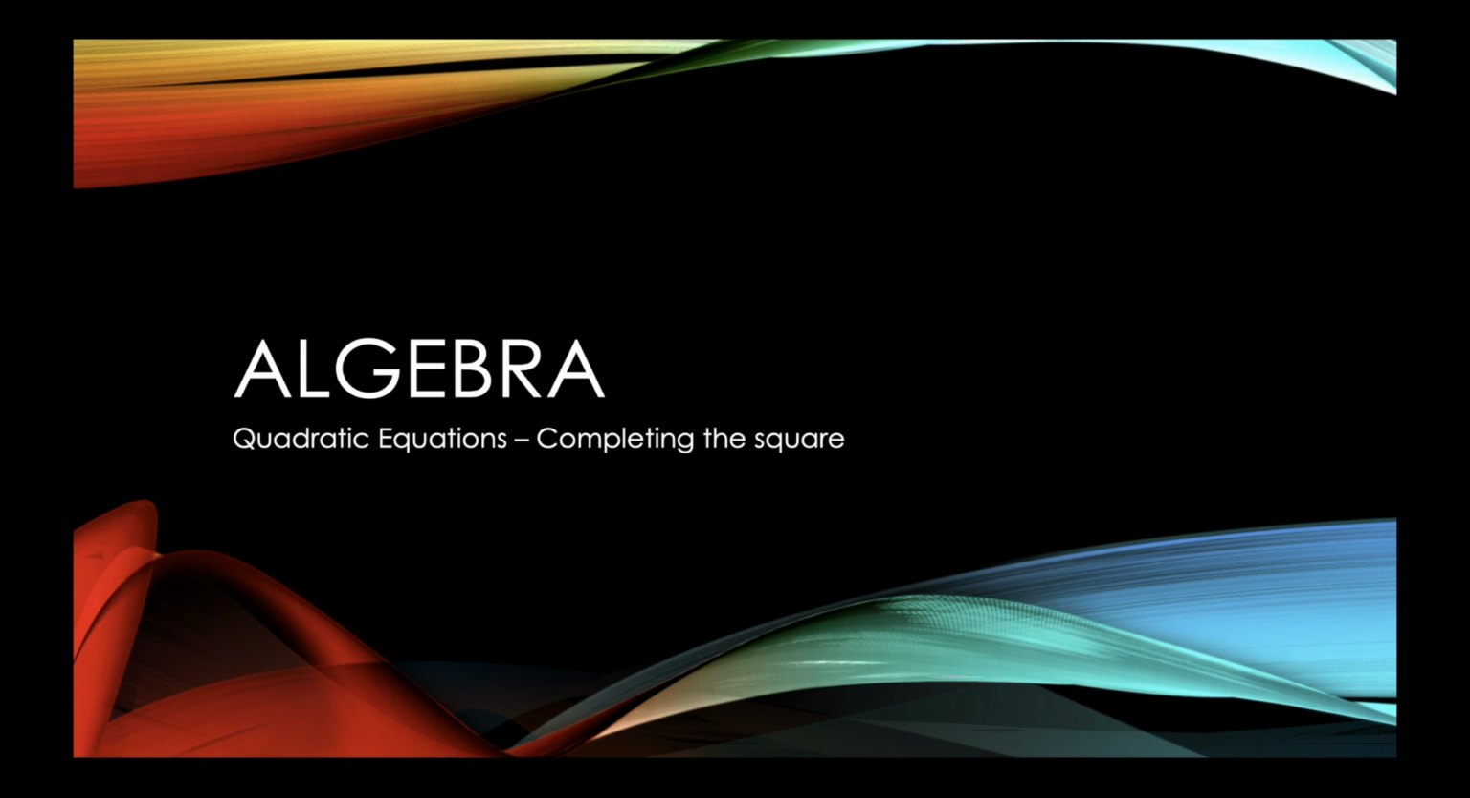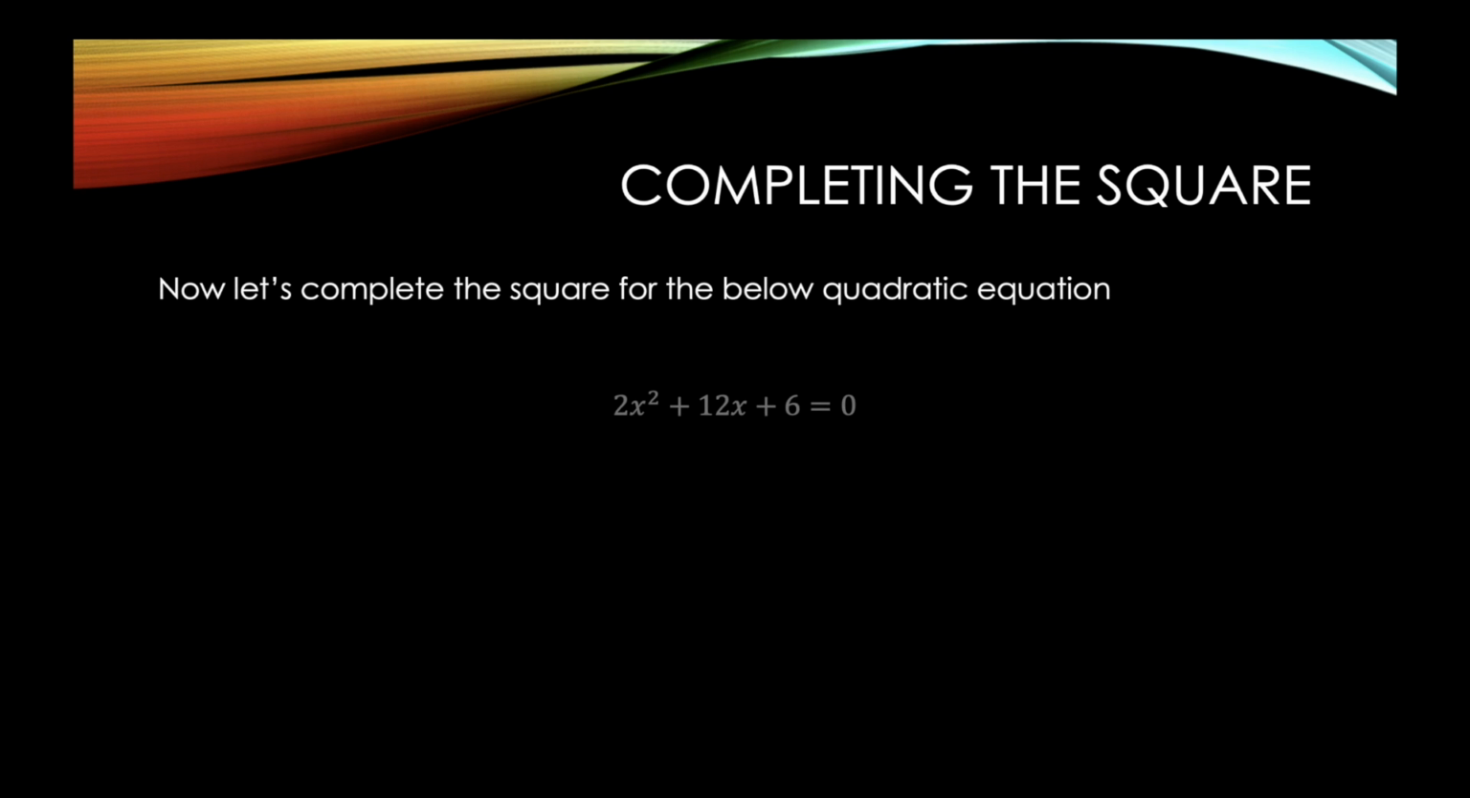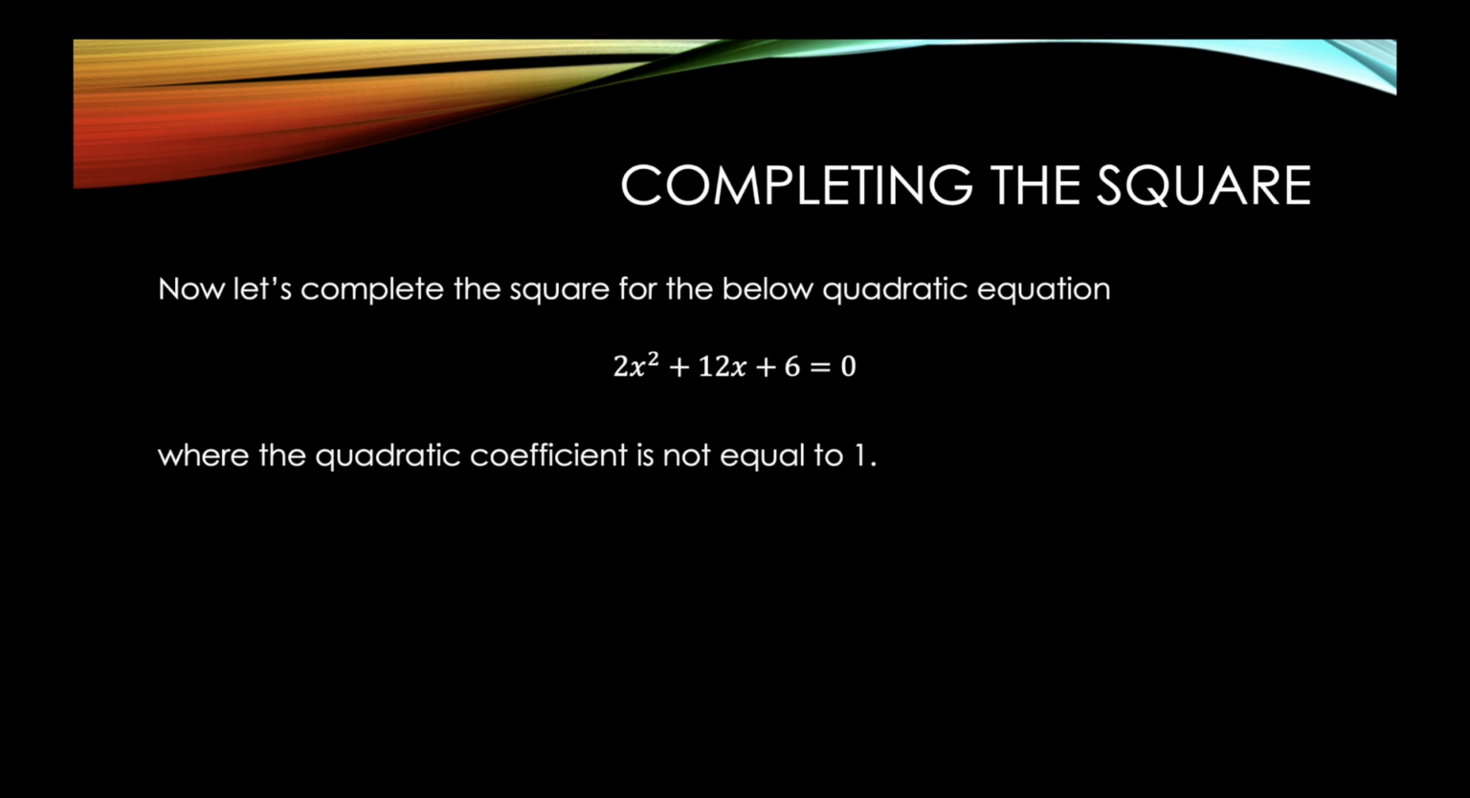In today's video, we are going to continue with the topic of quadratic equations and finish completing the square. In the last video, we were left with the following quadratic equation, that is 2x squared plus 12x plus 6 is equal to 0. And this is where the quadratic coefficient is not equal to 1. So how do we solve this?